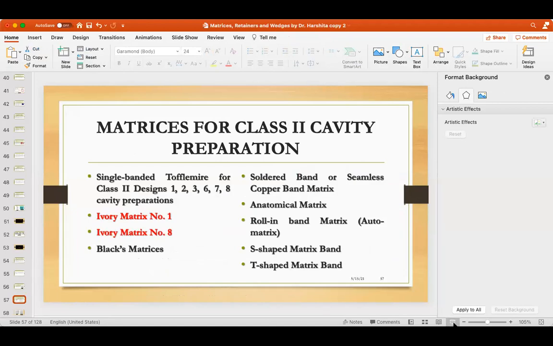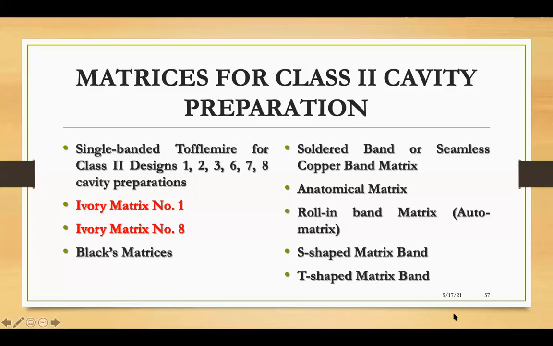This we will show you in your exam and ask you to differentiate between the two. Black's matrices, soldered band or seamless copper band, anatomical matrix, roll and band matrix, S-shaped matrix, T-shaped matrix.